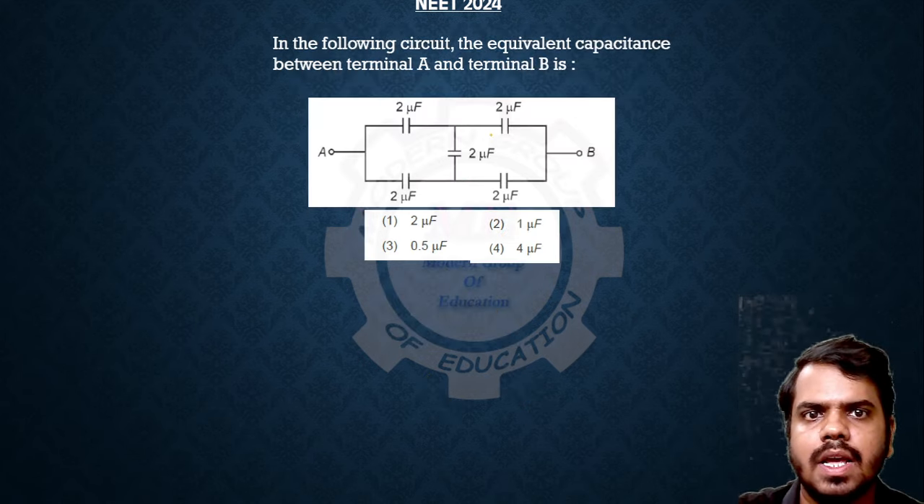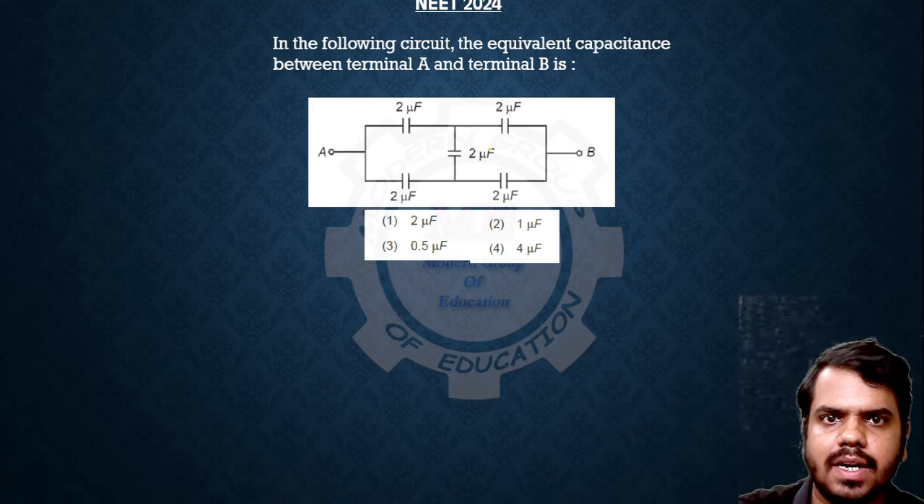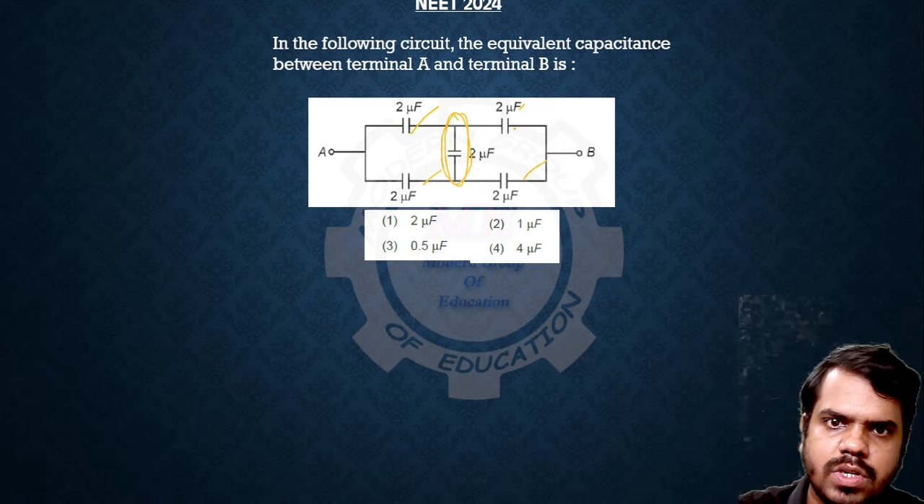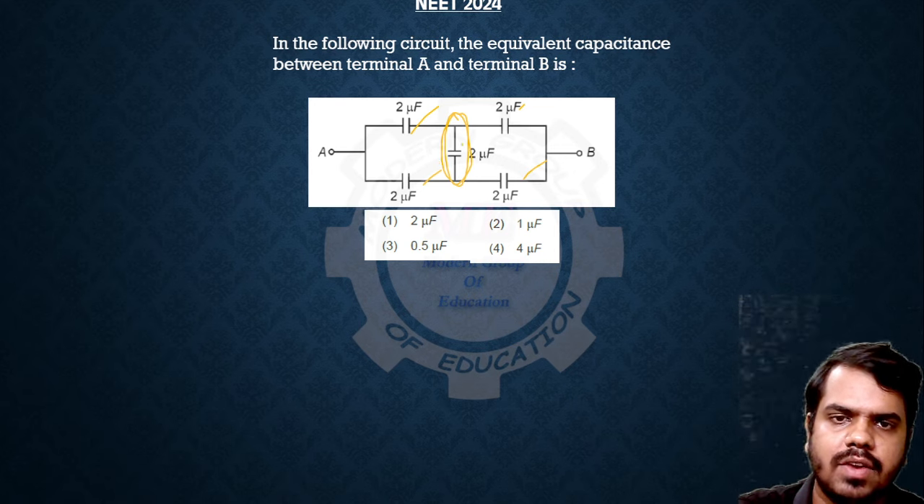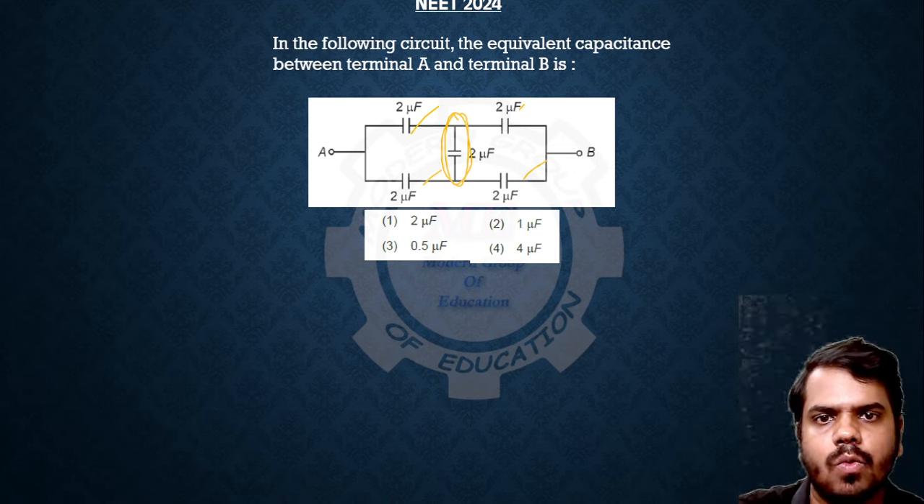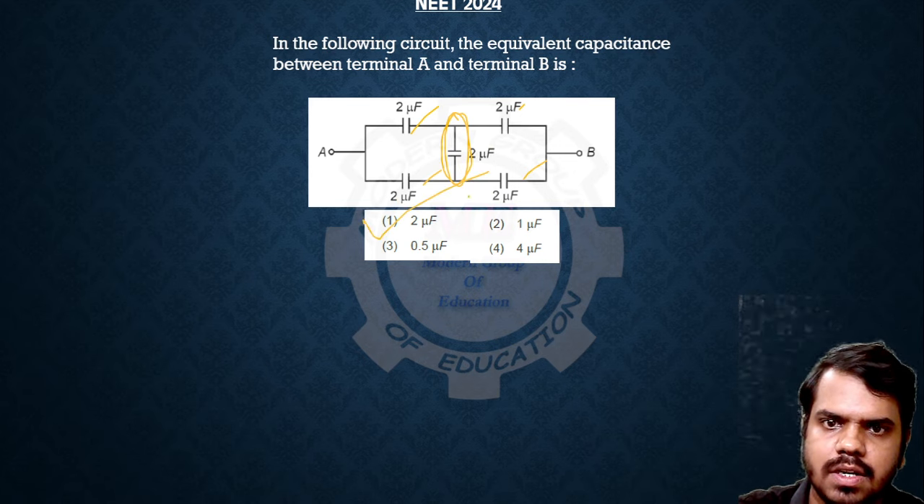In the following circuit, the equivalent capacitance between terminal A and terminal B is, this is the Wheatstone bridge concept, 2 by 2, 2 by 2 is equal. That means no current flows here, so the bridge is balanced. So 2 and 2 in series give 1, and in the below, 2 and 2 give 1, and 1 and 1 in parallel. That is 2, which is the answer.